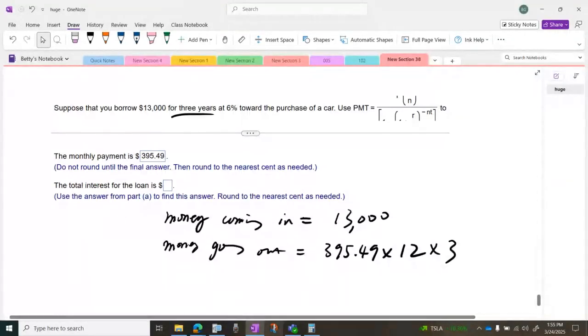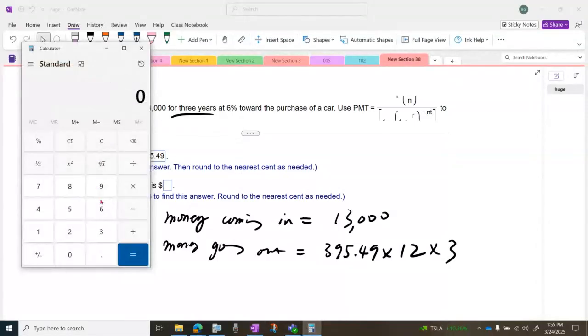Let's calculate how much money is going out. We use the answer from part A: $395.49 times 12 times 3. That's the money going out, right? The money going out must be bigger than the money coming in because the extra is the cost of the loan. So use this number minus 13 grand. And we have this number. Let's see if I can copy paste.